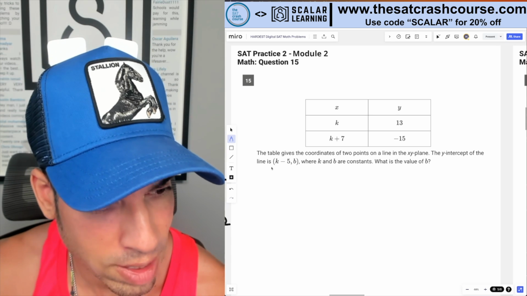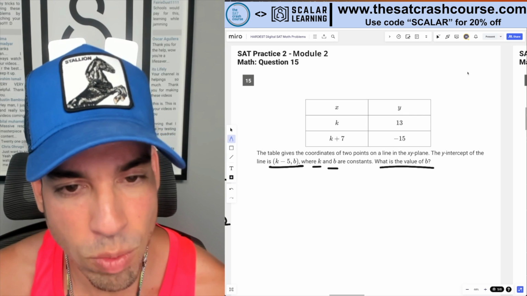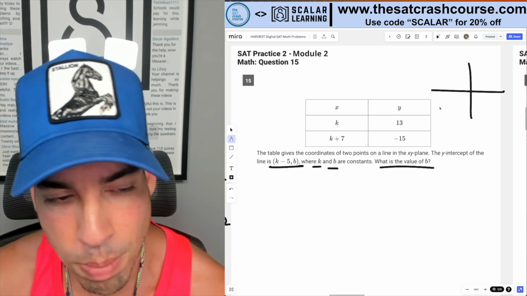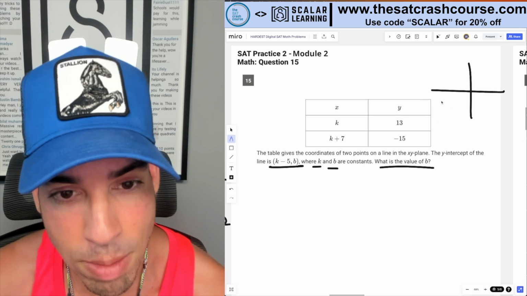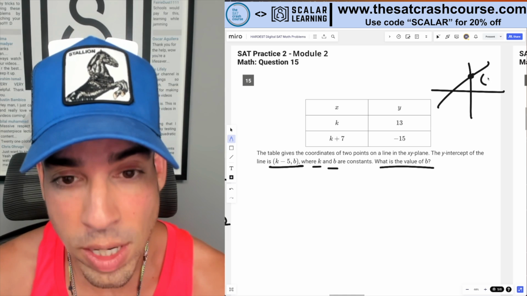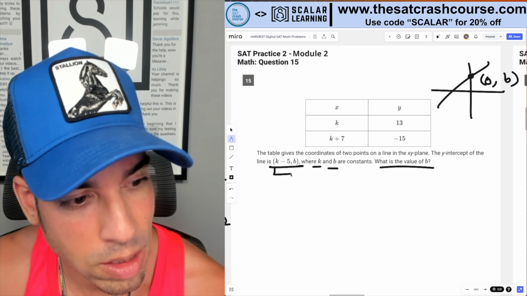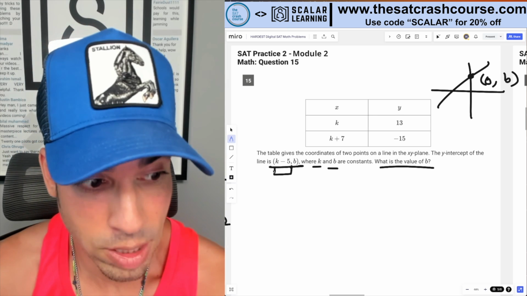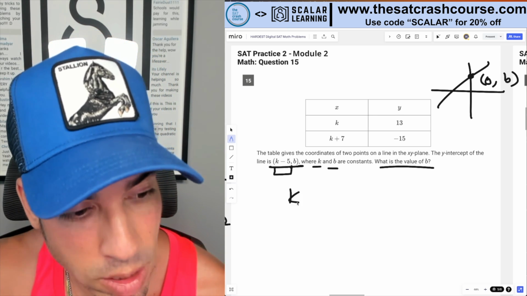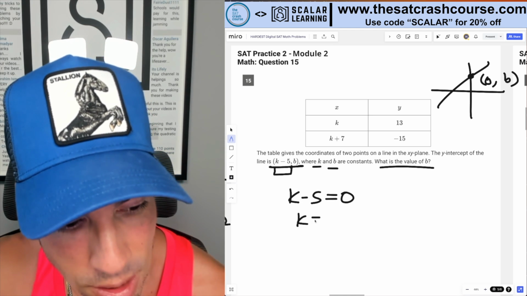The table gives the coordinates of 2 points on the line in the xy plane. The y-intercept of the line is this, where k and b are constants. What is the value of b? So the first thing to recognize is if this is a line, like what is my y-intercept? By the way, I don't know if this is a positive or negative slope just yet. I'm not even thinking about that, but just so you can see, right? The y-intercept is right here, and x is always 0 at the y-intercept, right? Whatever that y-intercept is. And that means k minus 5, which is the x value of the coordinate for the y-intercept, is going to equal 0. So now I can solve for k. I can add 5 to both sides, and k equals 5.